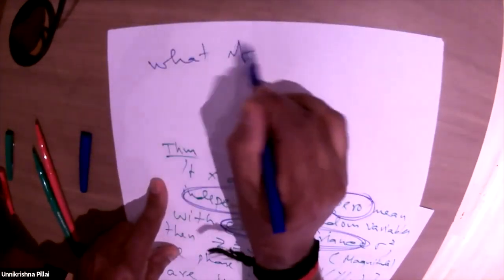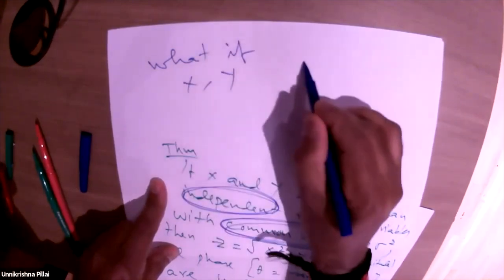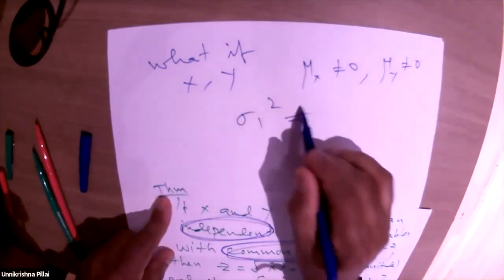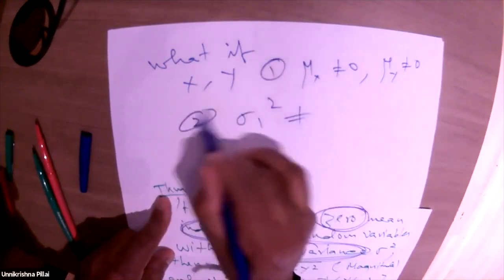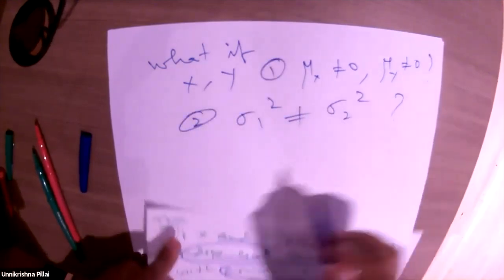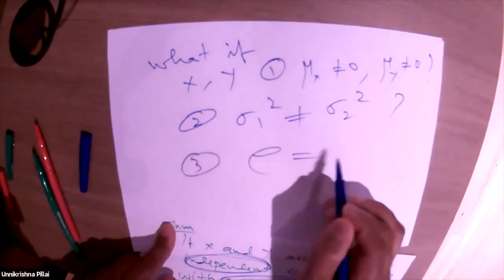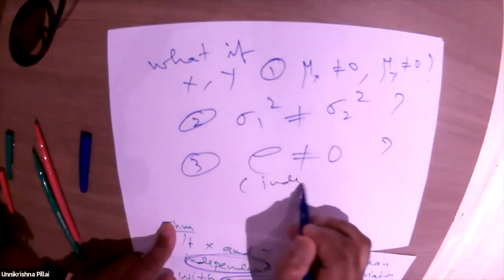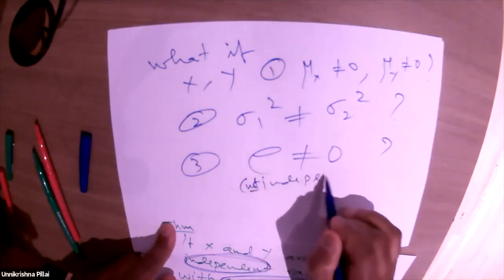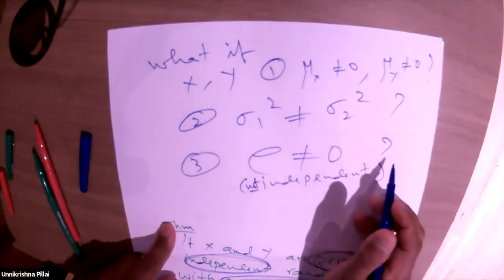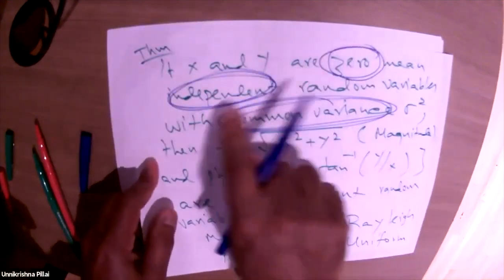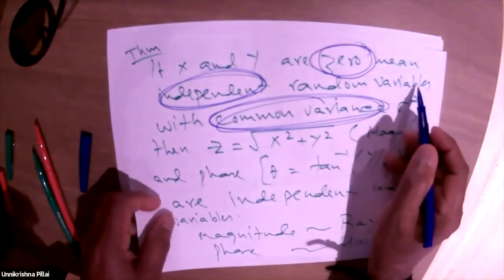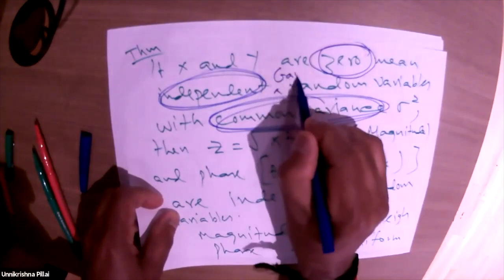So you look through these cases. What if the means are not zero? Or what if sigma 1 squared is not equal to sigma 2 squared? So this is one case. This is another case, sigma 1 squared and sigma 2 squared are not equal. The third case is, what if rho, the fifth parameter in the Gaussian case, is not zero? This is the same as the random variables not being independent. They are still Gaussian. So in this problem where X and Y are zero mean independent random variables, the most important thing is that they are Gaussian here.